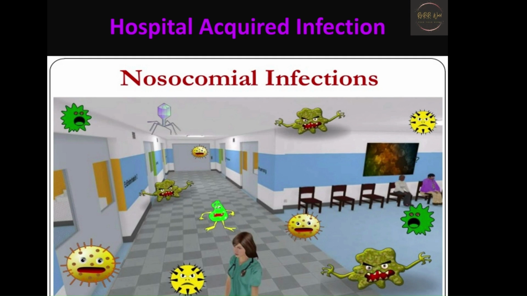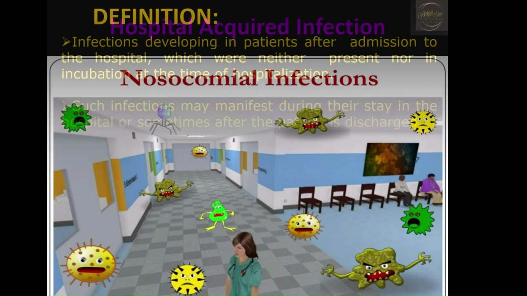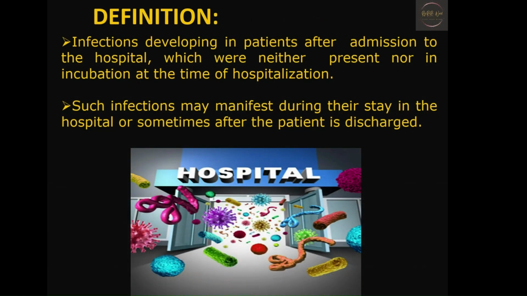During hospitalization, the patient is exposed to pathogens through different sources like the environment, healthcare staff, and infected patients. We will discuss factors, sources, mode of transmission, and prevention and control of hospital acquired infection in this video. Now, coming to the definition.